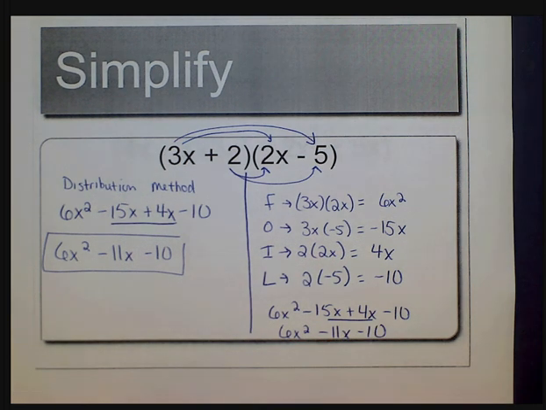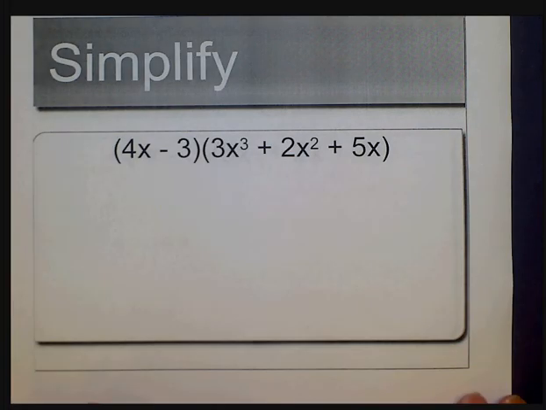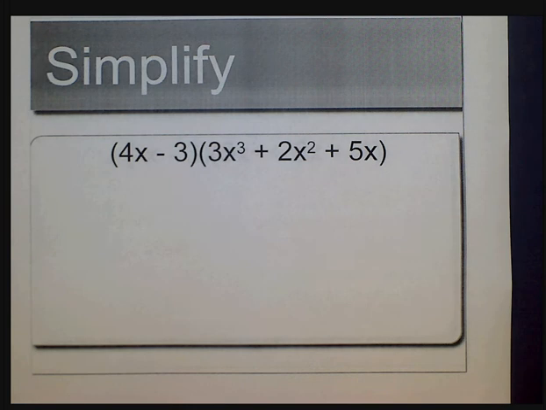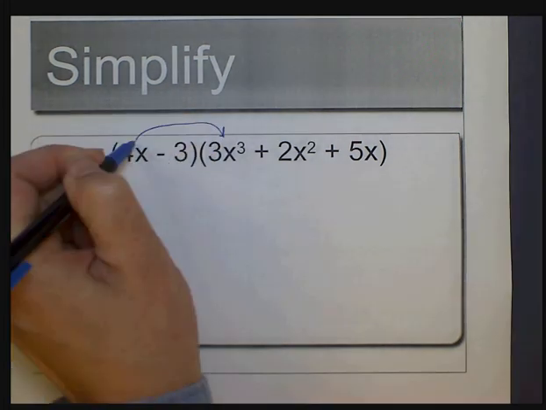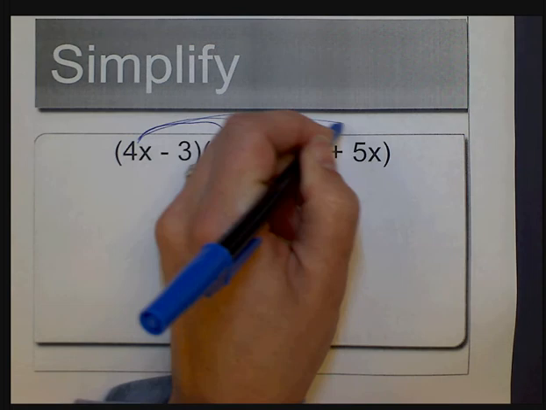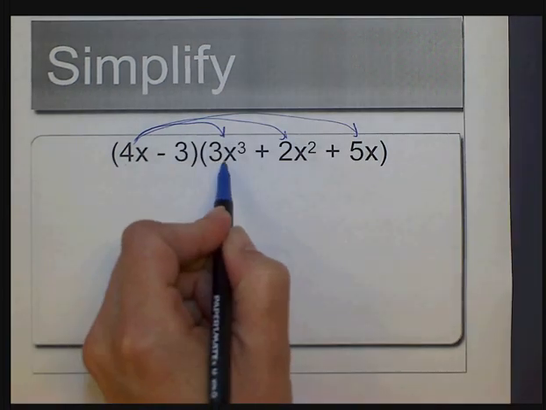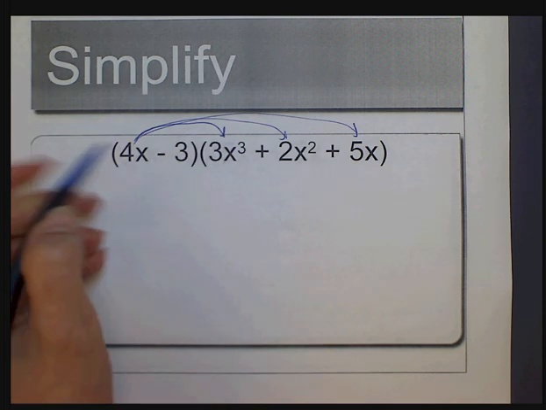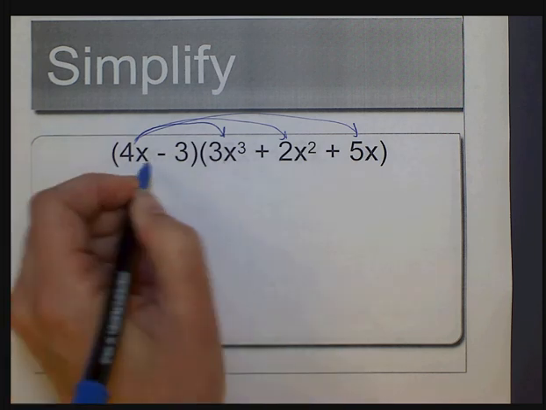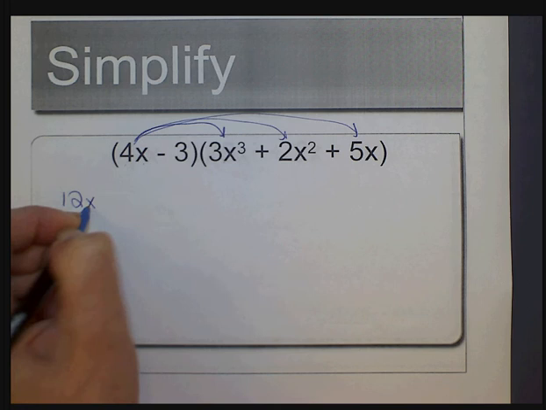All right, and I have another problem where we're going to take a binomial times a trinomial. Now this will only work with the distribution method, so I have to hand out this multiplied by 4x to everything inside the parentheses. So I do 4x times 3x to the third, so 4 times 3 is 12, and x to the first times x to the third is x to the fourth.